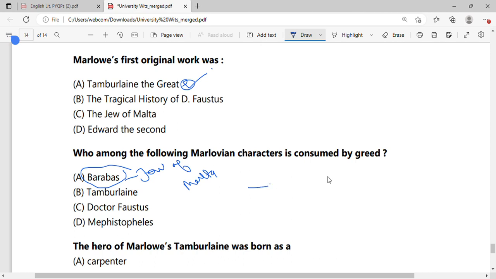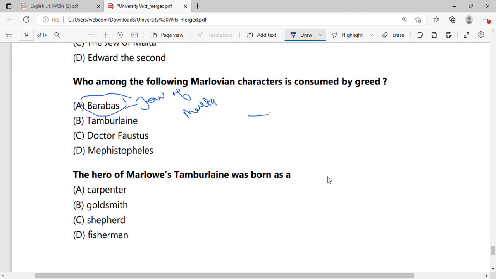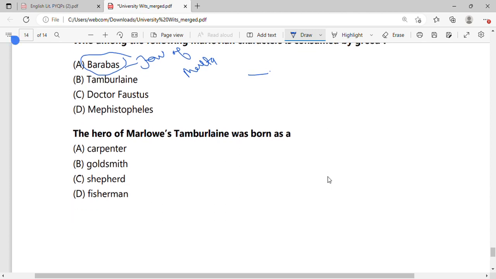Now, last question. The hero of Marlowe's Tamburlaine was born as a carpenter, goldsmith, shepherd, or fisherman. Which one is correct here? The shepherd. Very good. You answered all the questions. Thank you so much. You will surely crack this examination.